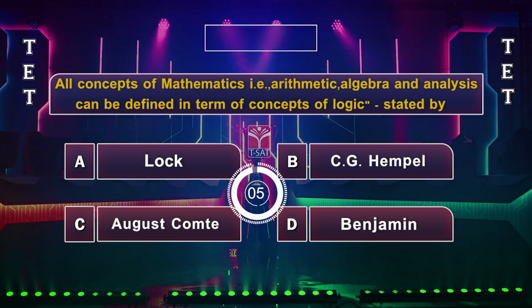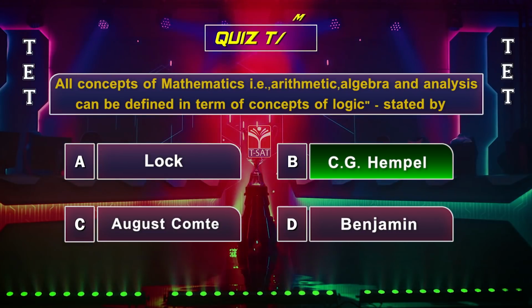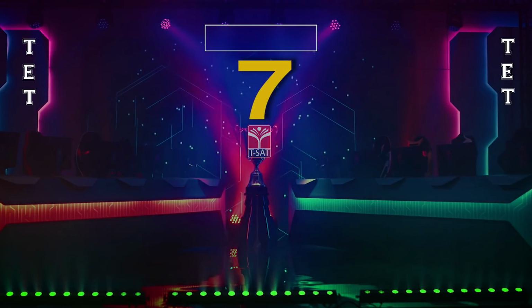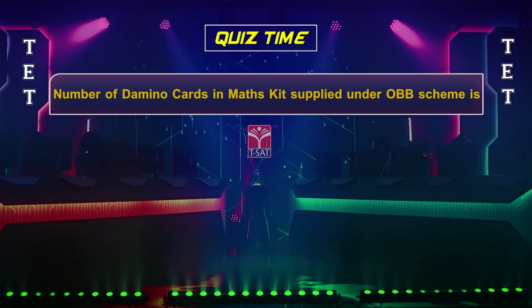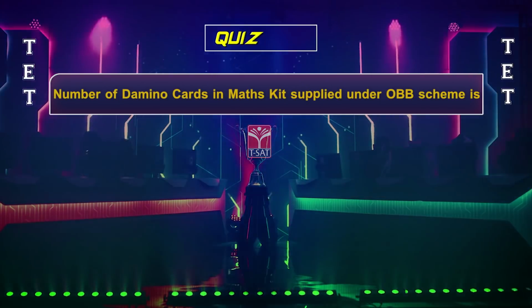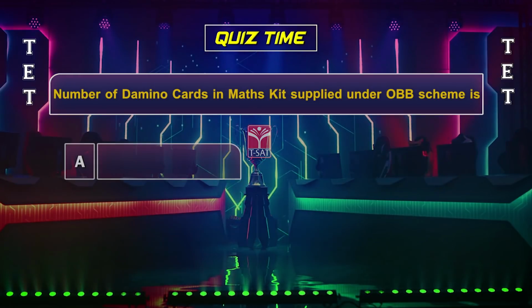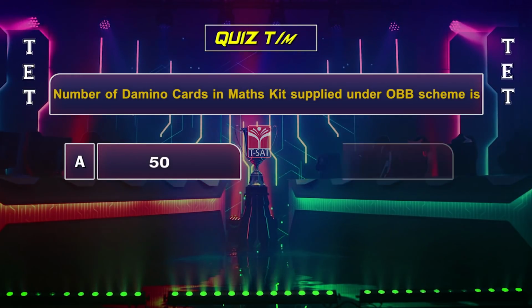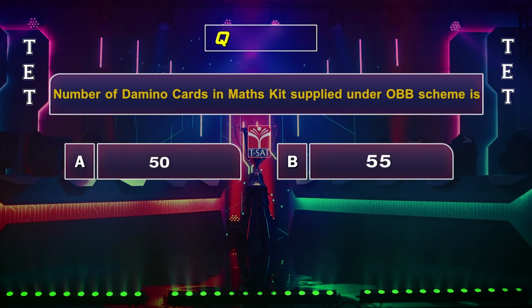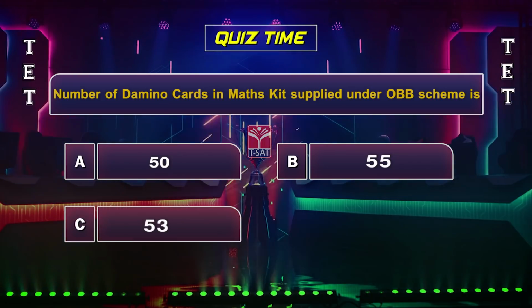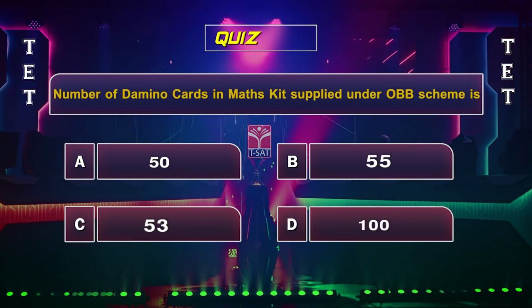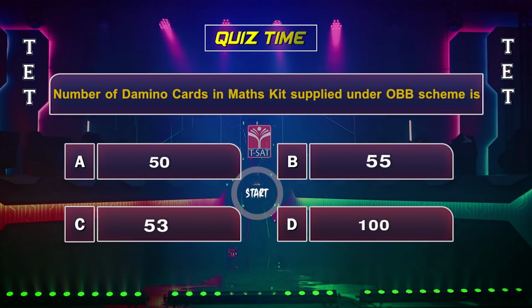The correct answer is option B, 𝗧𝗫. Seventh question. Number of domino cards in maths kit supplied under OBB scheme is option A, 50. Option B, 55. Option C, 53. Option D, 100. Your time starts now.